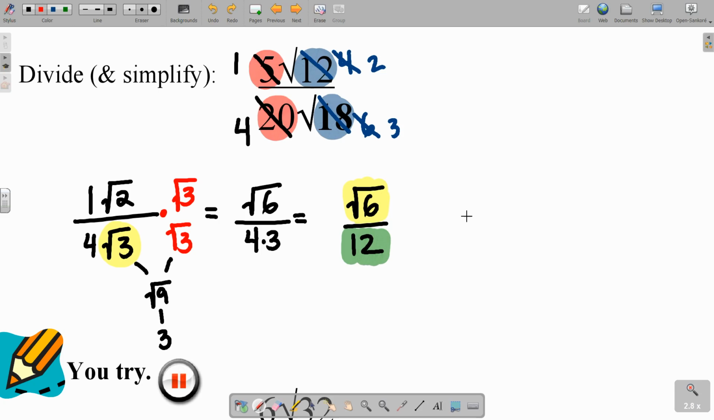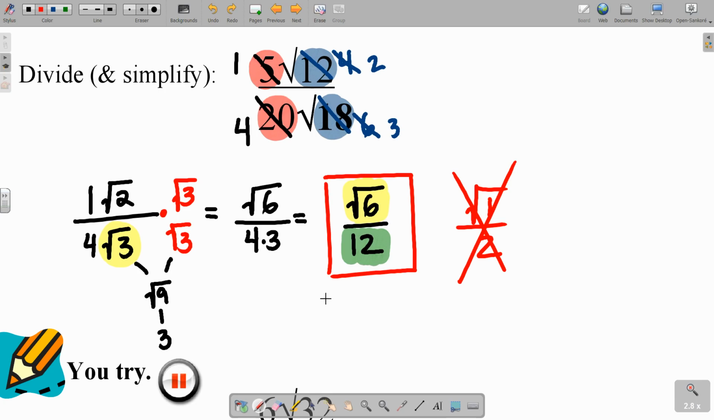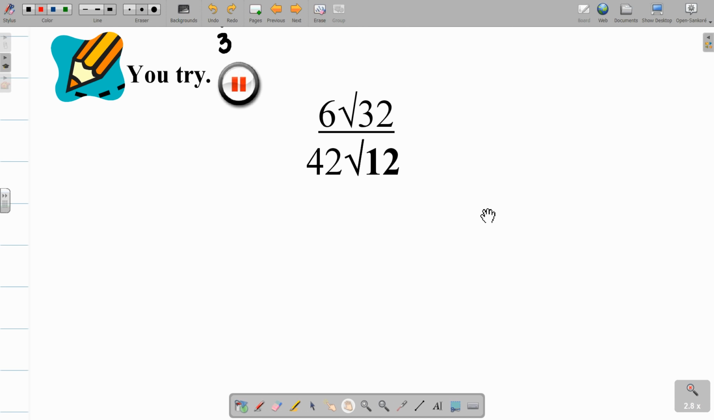Okay, so this cannot be root 1 over 2. What I just did was wrong. Innies and outies do not communicate with each other, so you cannot go any farther. Your correct answer there is root 6 over 12. This I want you to try on your own. Innies, outies, simplify. Pause the video.